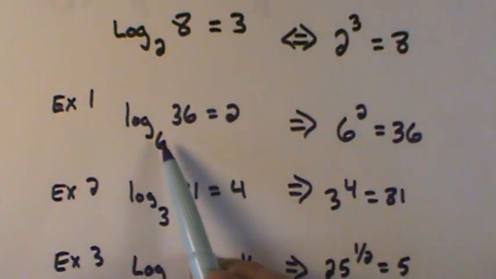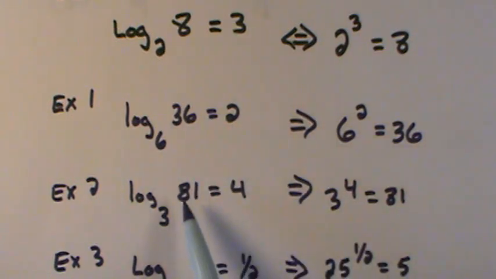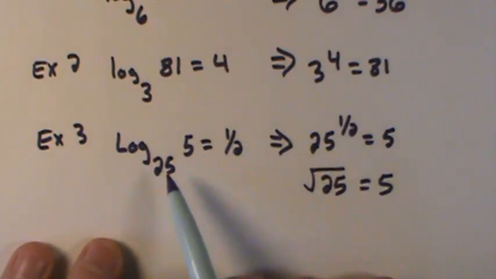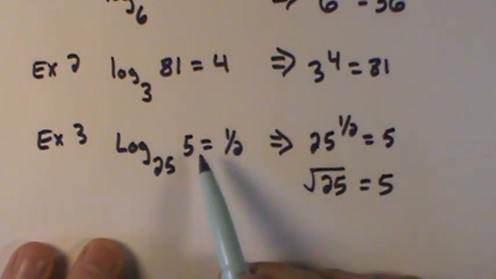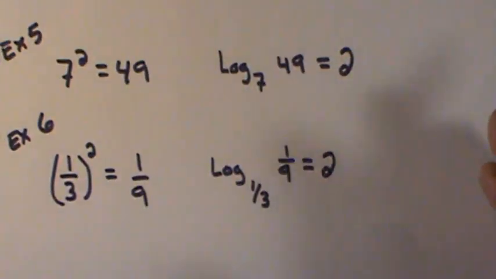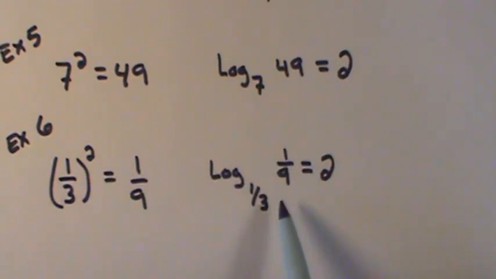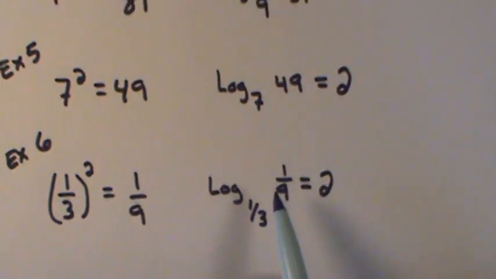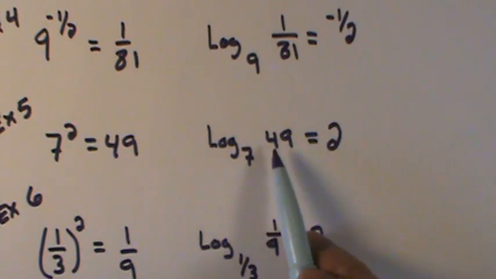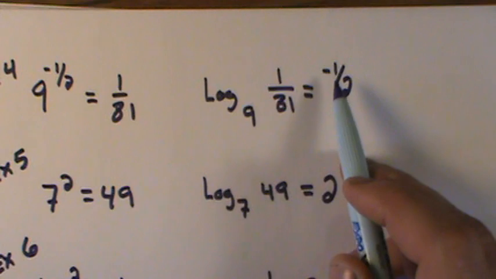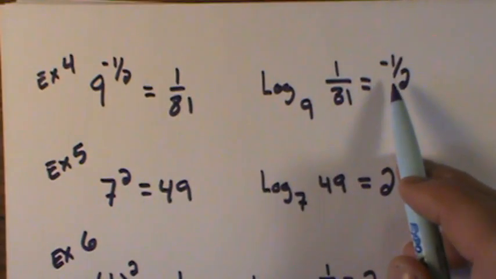So it was 6 squared is 36. 3 to the 4th power is 81, and that's what you see over there. 25 to the 1/2, which is the same as saying square root of 25, is 5. And then for our last 3 examples, I can work from this side over. It's saying 1/3 squared is 1/9. 7 squared is 49.